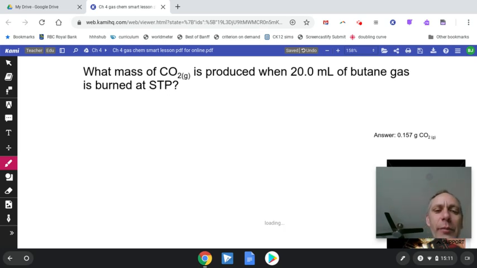Okay, I'd like all of you to pause the video here, try and balance this equation on your own, and then if you want, even do the Stoich on your own and see if you get the right answer. By the way, this answer is wrong. I believe it is 0.142 grams. Okay, try this one on your own, then come back and see how you did.